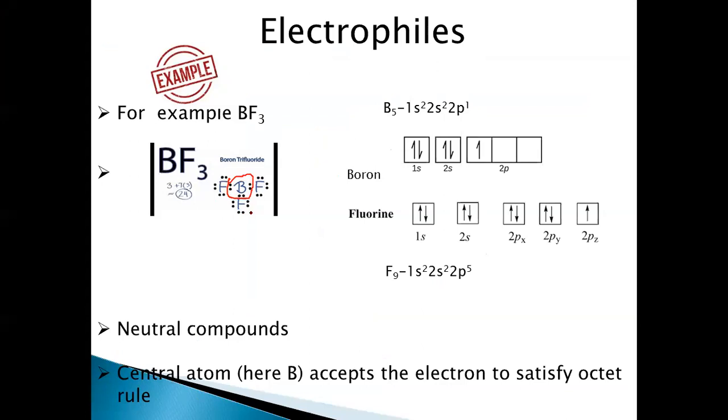This is octet incomplete. The central atom, boron, is not octet complete. It has only 6 electrons, so it's short of 2 electrons. That means it is ready to accept electrons. So it reacts with electron-rich compounds in order to satisfy the octet rule. So the boron, the central atom, is octet incomplete, so it acts as an electrophile.